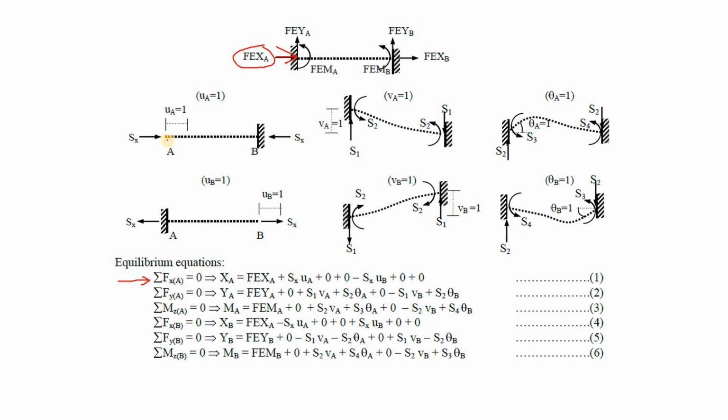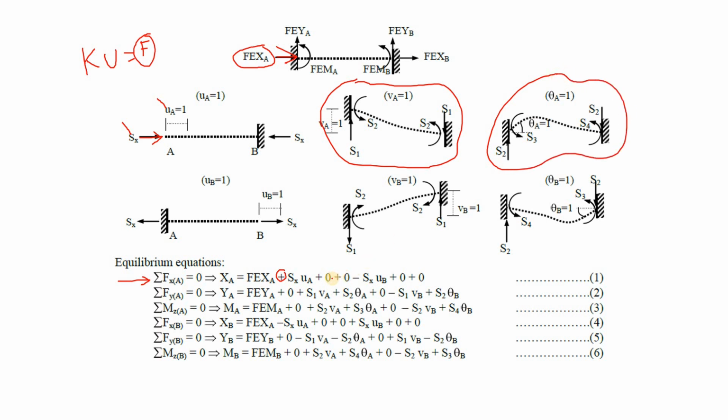Right after that, at A joint we have another force. We know that K into U, meaning stiffness into deflection, is equal to force. So Sx is stiffness, UA is deflection, and if we multiply them we get force. So here we have Sx and UA, and the direction was in the positive direction, that is why there is a plus there. Right after that we have a 0, because you can see there are no forces in the x direction. Similarly, another 0 for this figure because there are no forces in the x direction, so there are 2 zeros there.